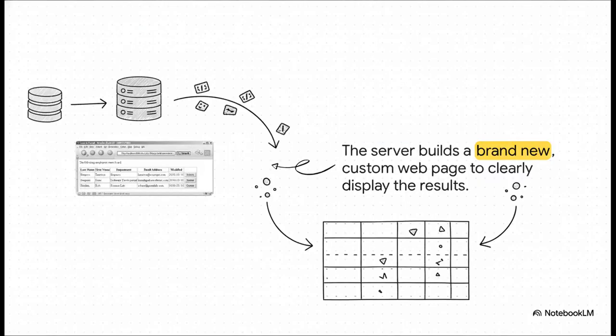Now, with all that data perfectly structured, the server can perform its final little magic trick. It dynamically generates a completely new web page from scratch. It builds a table, fills it with the data it just got, and sends this freshly baked page back to your browser as the response.